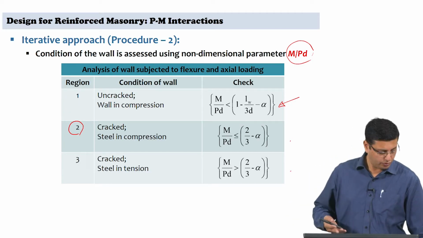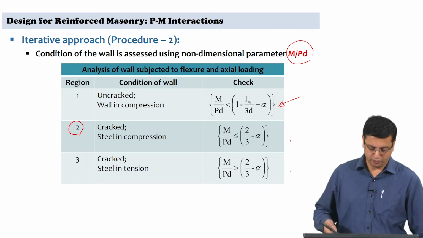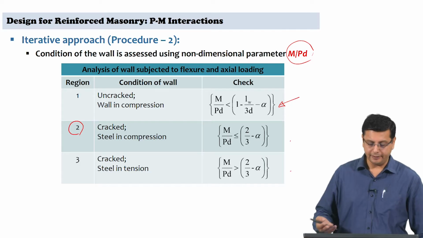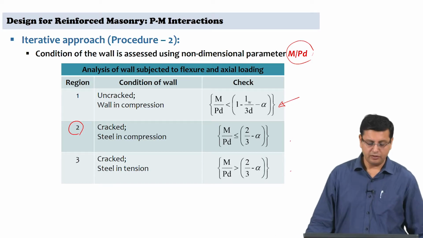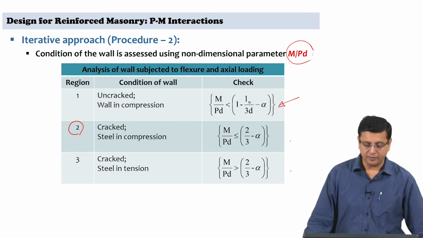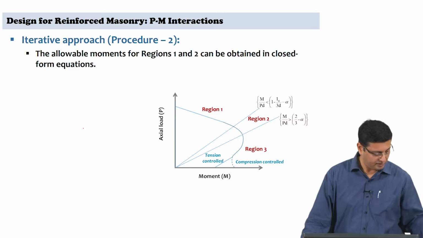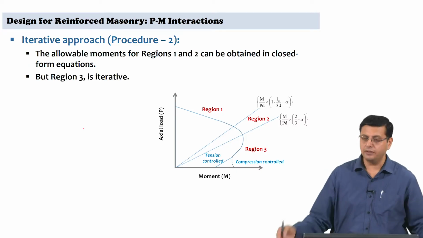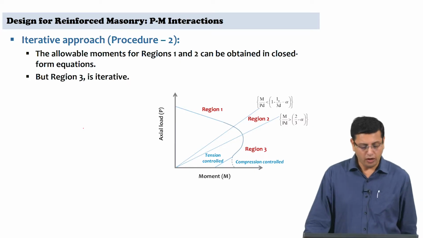So we will go through the overall procedure for region 3 as well, and you will compare how the two iterative procedures work to establish a check for the PM design in the next assignment. So the closed form expressions come from the distribution of stresses in the wall.